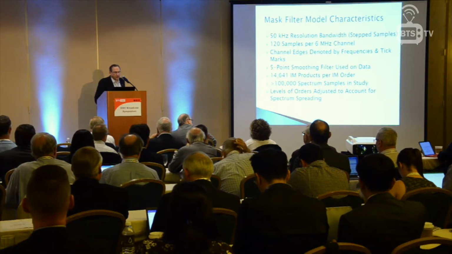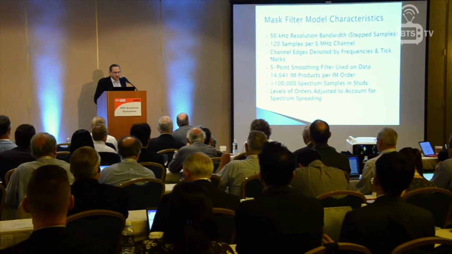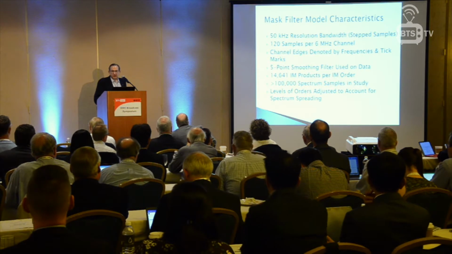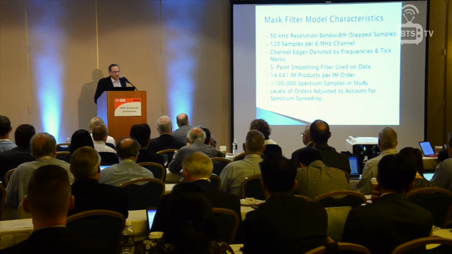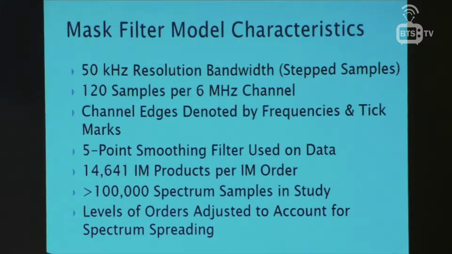So you'll see coming up that I've done a number of spectrum plots based on those power analyses. Each of the matrices involves 121 points in the channel. You square that, you get 14,641 IM products for each IM order, and we'll be going through that. So when you look at this whole analysis, there are over 100,000 spectrum samples that are involved. And in doing this, what I've done is to set up the levels of the intermod product orders based on the spectrum spreading, and I'll explain that as we go along.